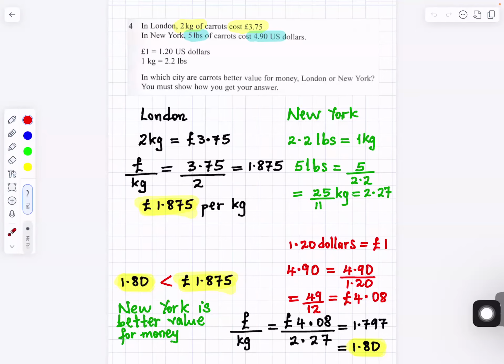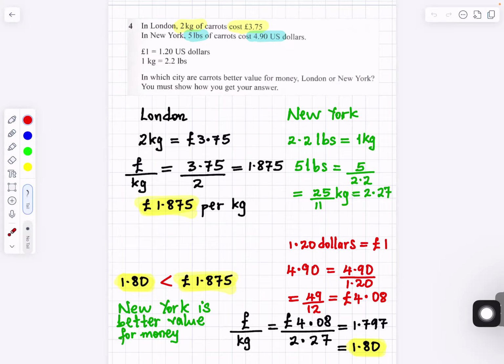Question number 4. In London, 2 kilograms of carrots cost £3.75. That's very expensive for carrots, you know. In New York, 5 pounds of carrots cost $4.90 US dollars. £1 is $1.20. 1 kilogram is 2.2 pounds. In which city are carrots better value for money? When they say better value for money, you want to see which one is cheaper, London or New York. You must show how you get your answer.